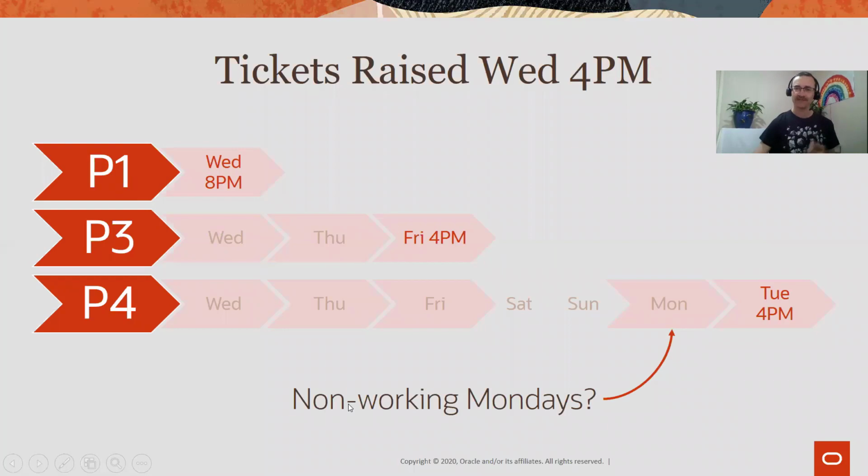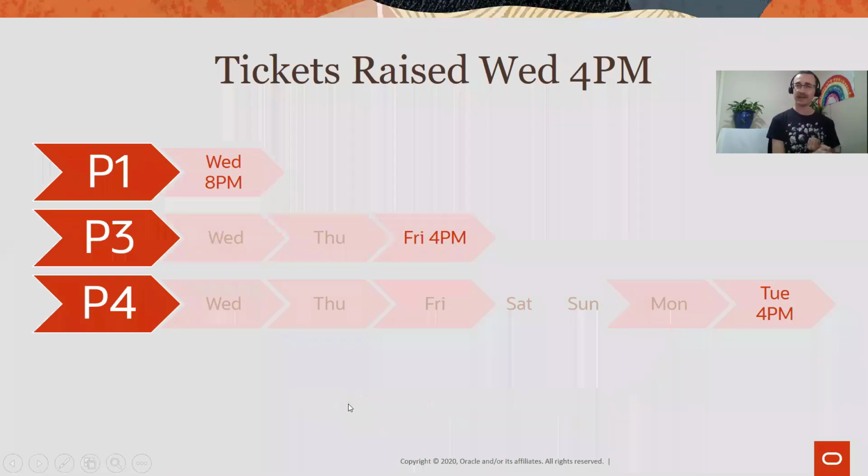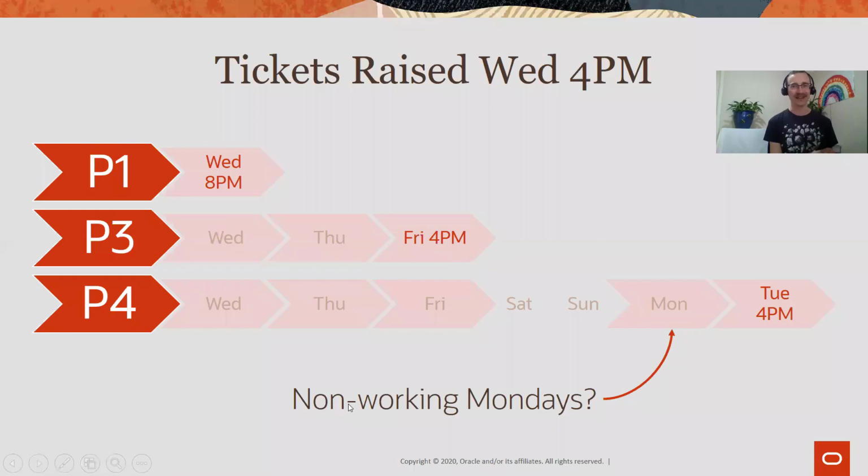Well, what if Monday is a non-working day? So a lot of countries have public holidays, and quite often those public holidays fall on a Monday. And a lot of businesses consider those to be non-working days. Good example of this happened just a couple of weeks ago. Many of you may have celebrated Easter. Easter Monday, at least here in the UK, is a non-working day. And actually, here in the UK, it gets even more interesting. Good Friday is also considered a non-working day here in the UK too. So actually, we've got 4 non-working days back to back.